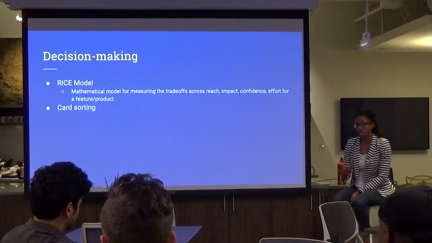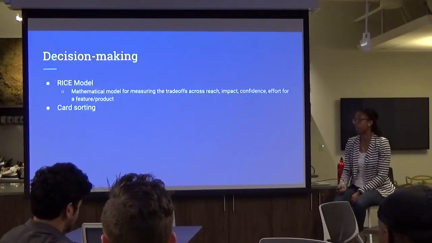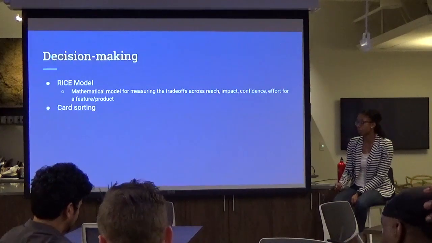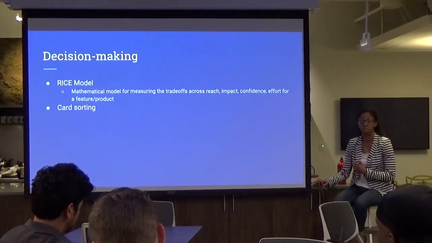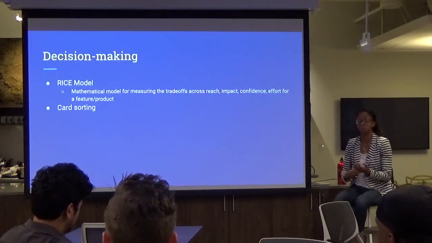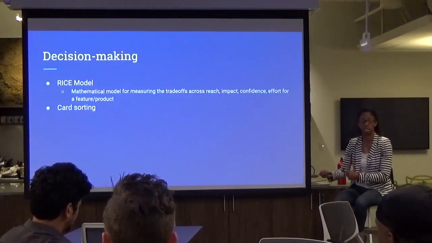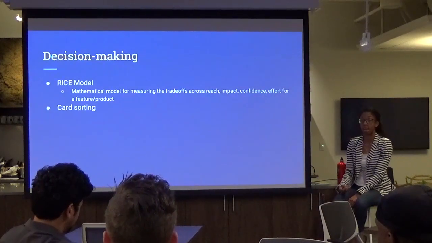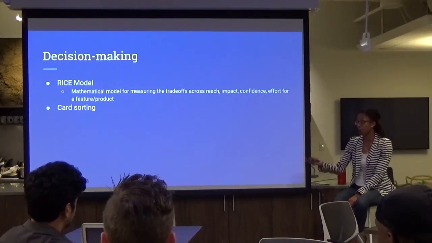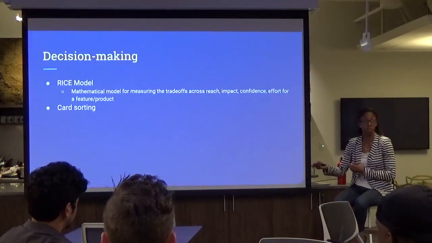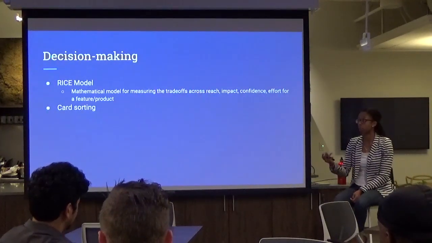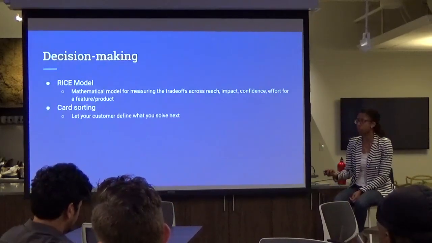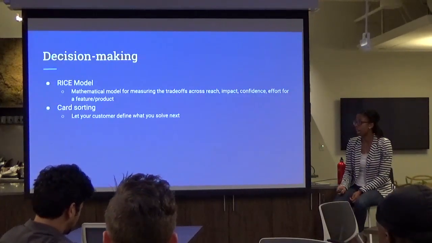The next thing is card sorting. This is a nice way to put the decision making back on your user. The way card sorting works is if you have several features and you're not sure which one you want to build first, you write them on index cards, for example, and you present them to your user and say, you decide which is most important to you. Once they reorder them, that gives you an idea of what their priorities are, and you can build out from there.